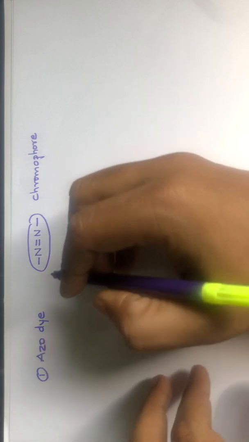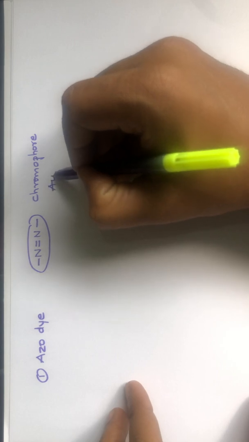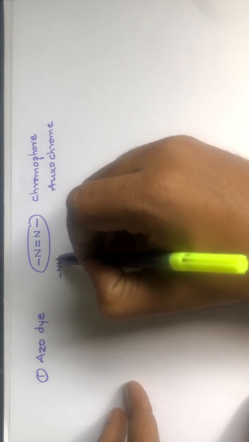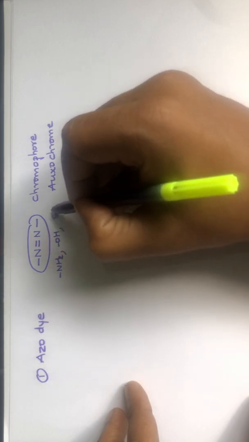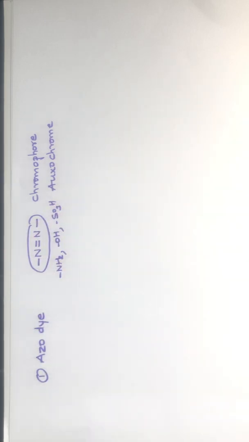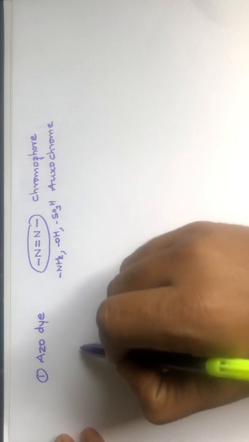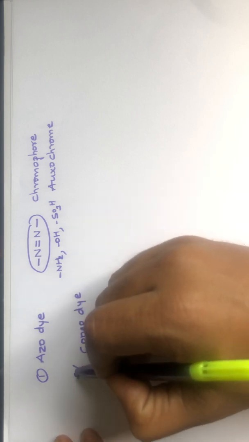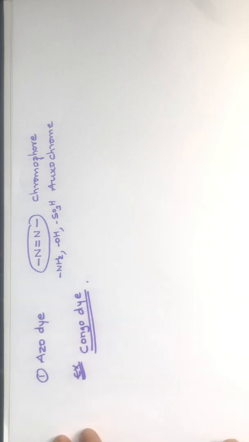To deepen the color of the azo dyes, oxochromes like NH2, OH, SO3H may be present. One of the important examples of this azo dye is Congo dye. So today in this session we'll be discussing the synthesis of this Congo dye.